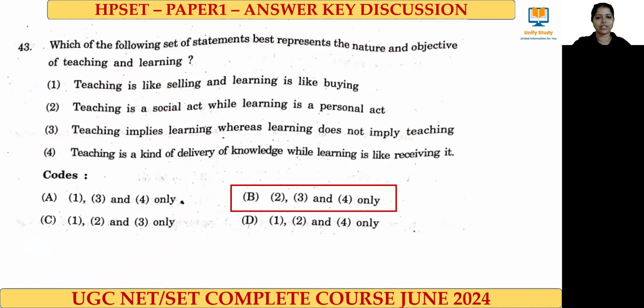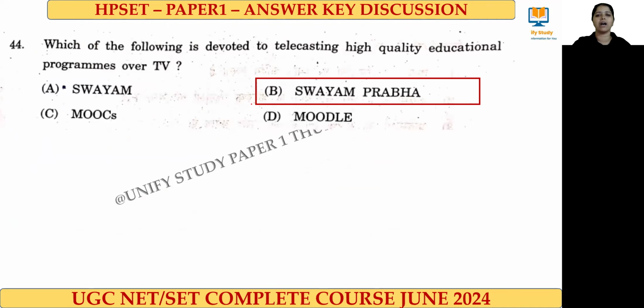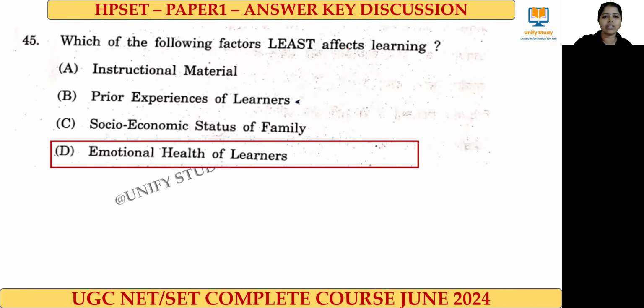And a question again from teaching aptitude. Here, the right answer is 2, 3, and 4. So teachers selling, like learning is a buying, is not the right option. Next, a question from online methods of teaching and learning. Here, the answer for this question is high quality educational programs over TV, which of the following factors least affects the emotional health of the learners.